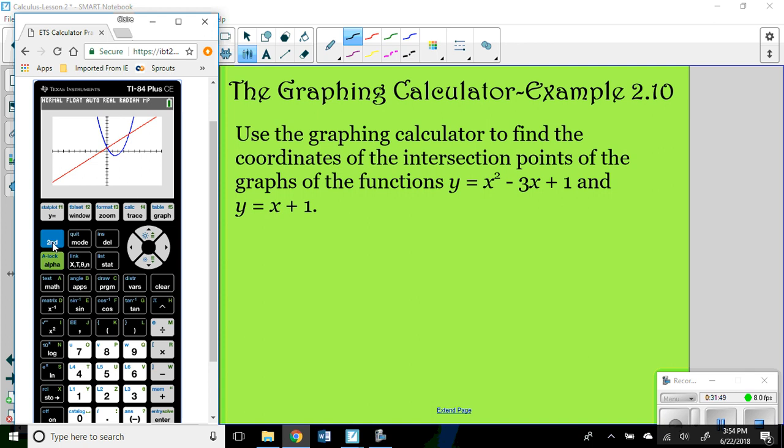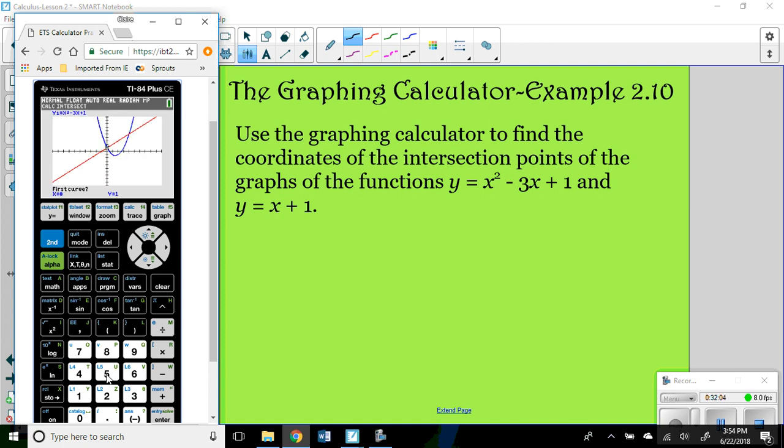So we're going to go again to calculate. So you're going to hit the blue button and then trace. It's calculate. And which one do you think we're going to want to pick? Intersect, number 5. So again, you can just click 5. You don't have to scroll down to it.